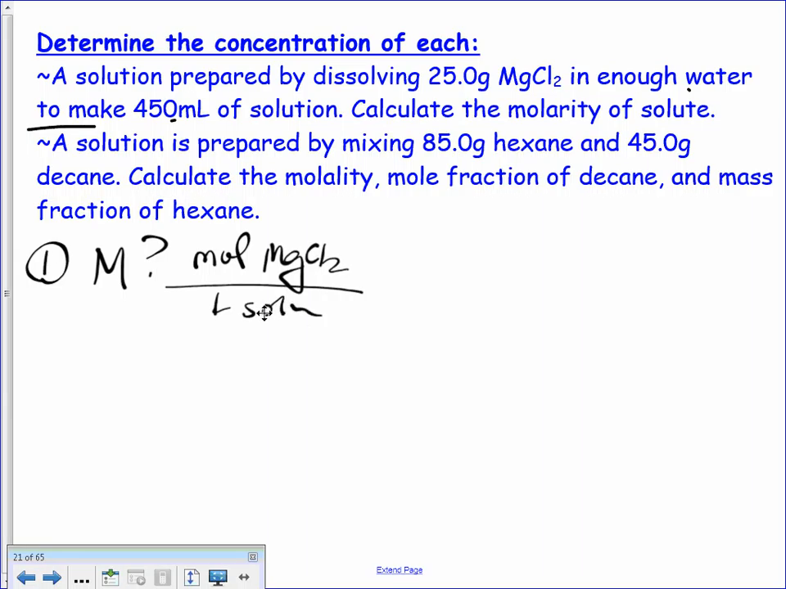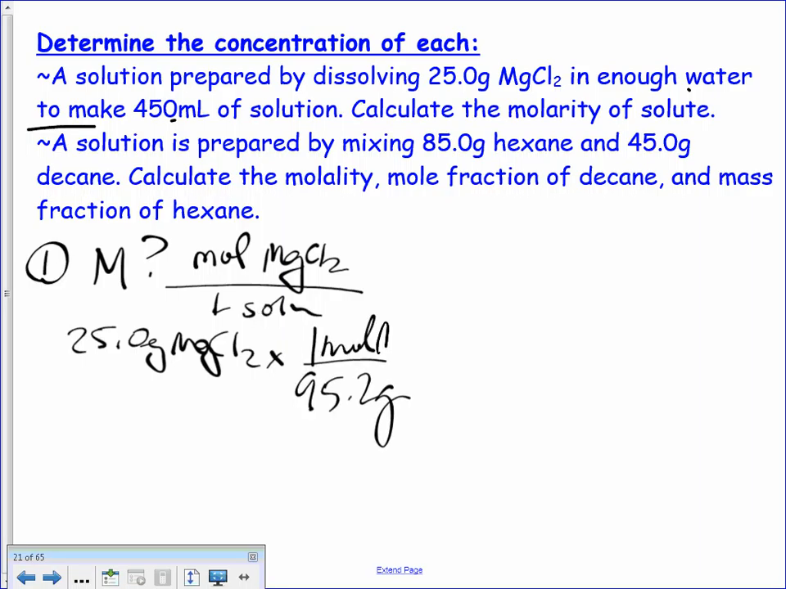Sometimes I like to define what we're looking for at first so you don't forget that later on down the line as you're walking through multiple calculations. So you're right, start with your 25 grams of magnesium chloride. What's the molar mass of magnesium chloride? 95.2? Yeah, okay. So 95.2 grams of magnesium chloride is 1 mole of magnesium chloride.